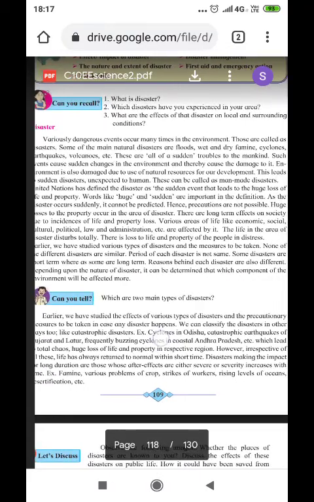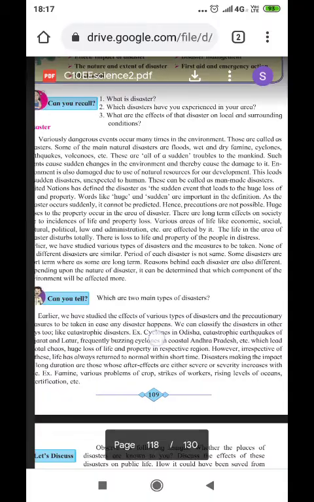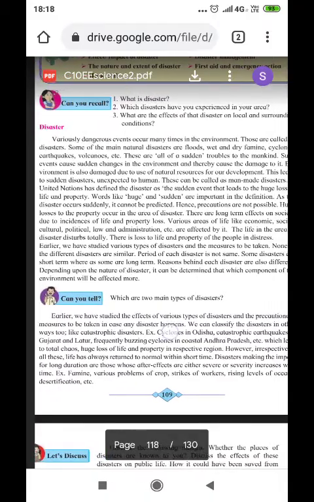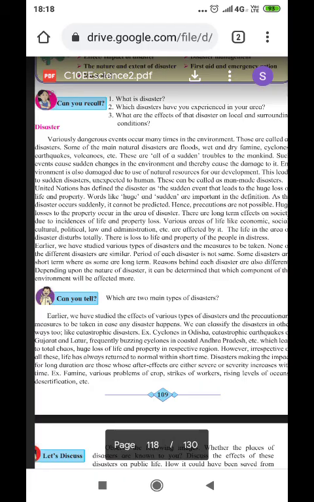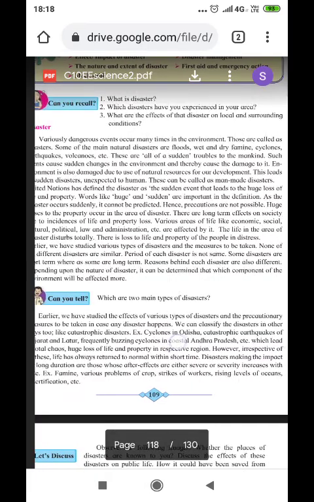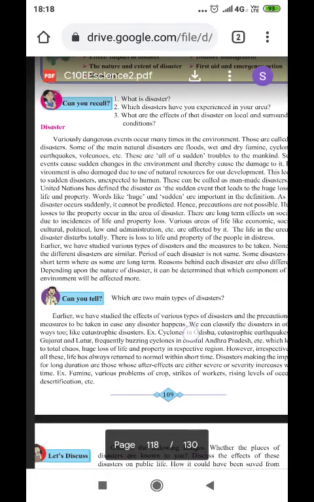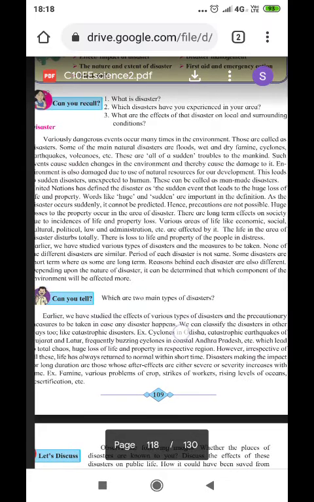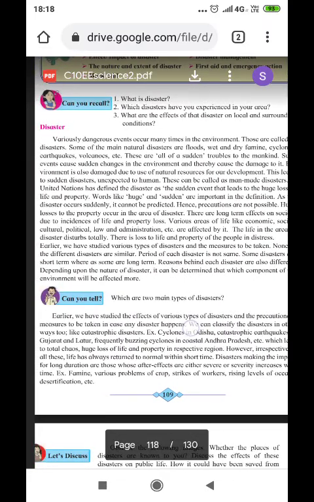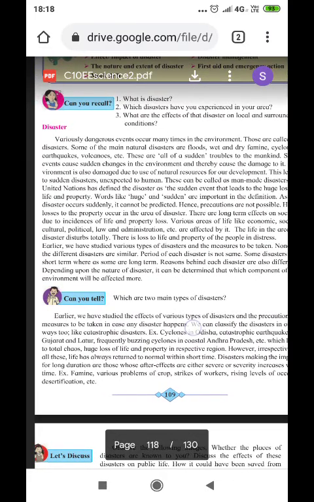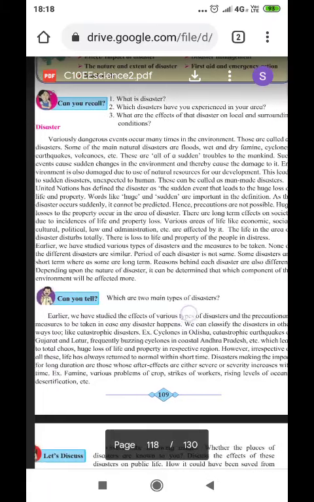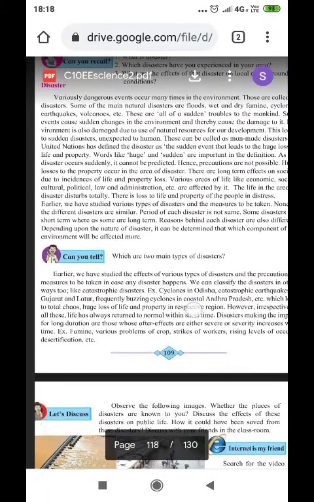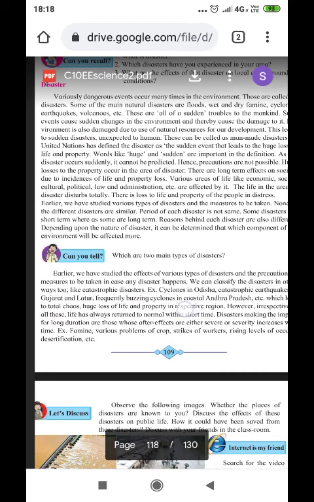Such events can cause changes in the environment and thereby cause damage to it. The environment is also damaged due to the use of natural resources. This leads us to sudden disasters unexpected by humans. These are called man-made disasters. Now, there are certain disasters which occur naturally, which are beyond the control of human beings. But there are certain disasters for which man is the reason behind it.